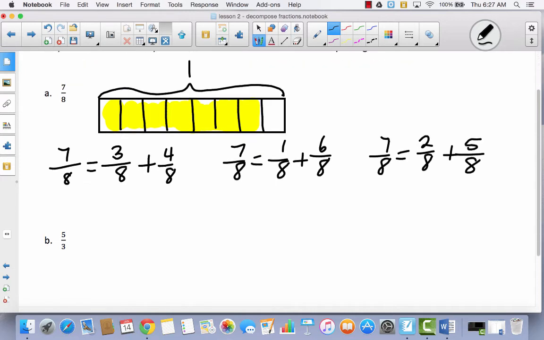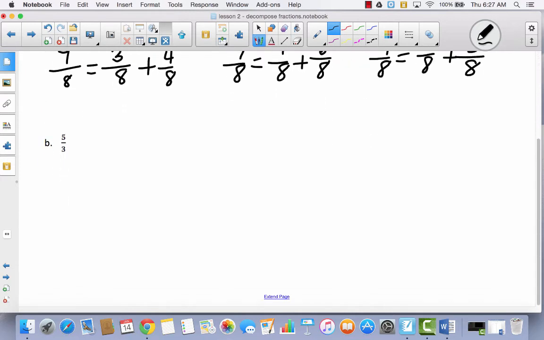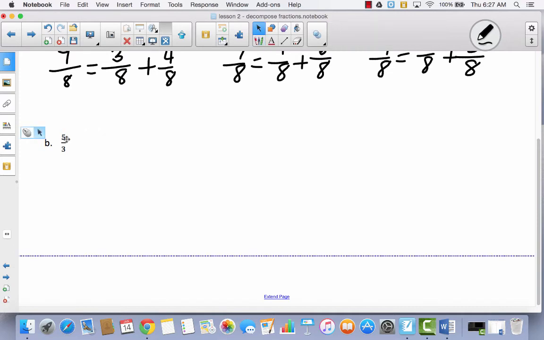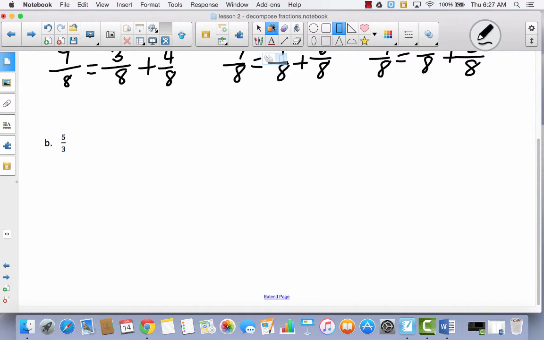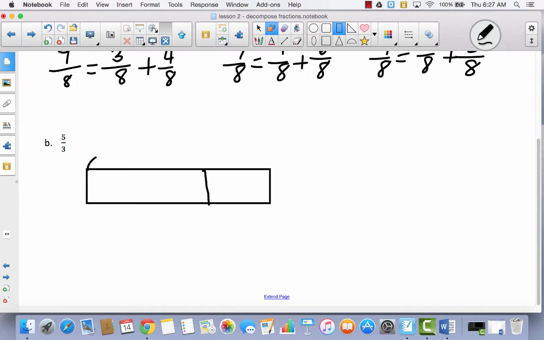Now, the first thing you're going to notice about B is that the number on the top, or the numerator, is bigger than the denominator. So that means that we're going to have a tape diagram that's going to be greater than 1. So the first thing I'm going to do is determine how much of this is going to be 1 whole. So I'm going to draw a line right here, and I'm going to make this part my whole.